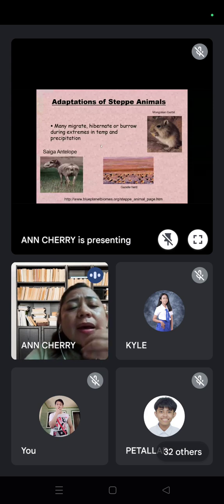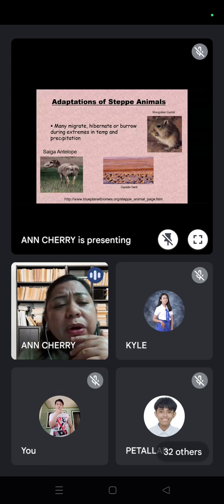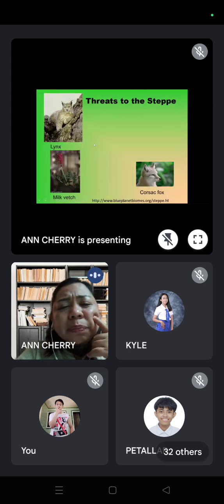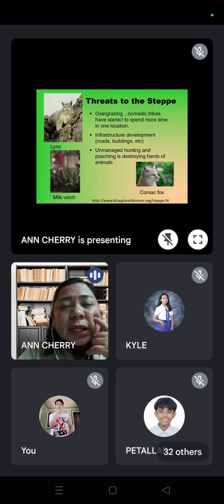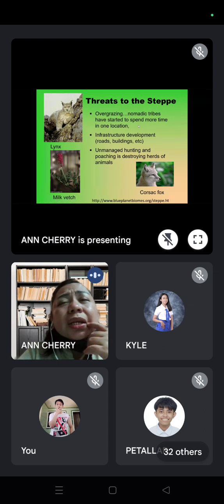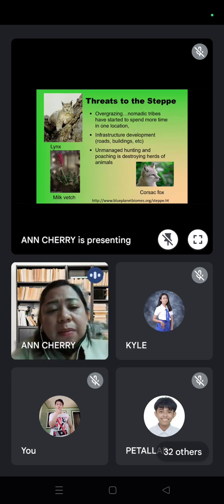So what are the animal adaptations? Many animals tend to migrate. They hibernate or burrow during extremes in temperature and precipitation. Then, what are the threats? Overgrazing. Nomadic tribes have started to spend more time in one location. So the grasses are being used up because of overgrazing.